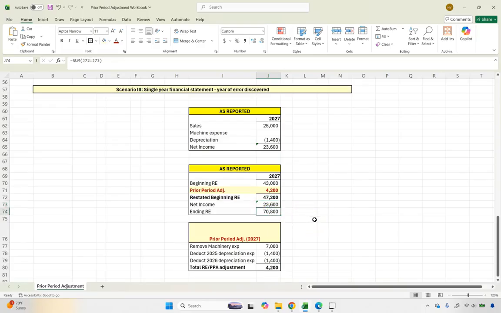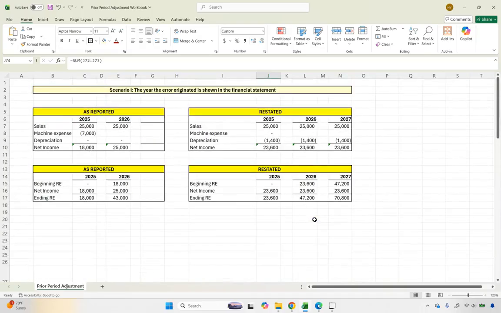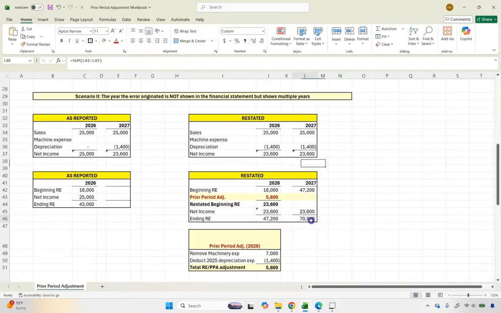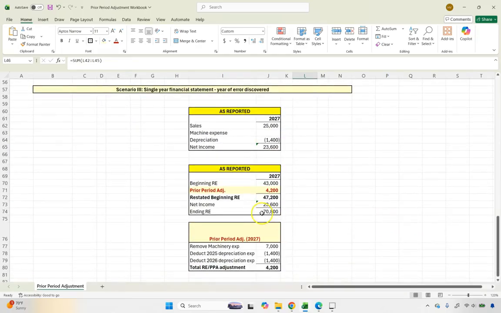$70,800. I'm going to scroll all the way to the top. I want to point out the ending retained earnings for 2027 under each of the scenarios. Here's my ending retained earnings: 70,800 scenario 1, 70,800 for scenario 2, and 70,800 for scenario 3. That makes sense. That's how it should be, but just the way it's reflected in the financials is different depending on when we discover the error.